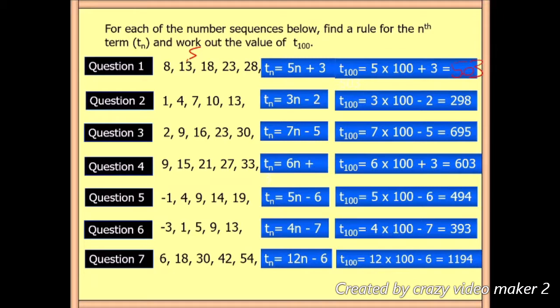Okay, good. Hope you got them right. If you don't, please go to the previous video. There's nothing too complicated going on. So this one here should be 6n plus 3.